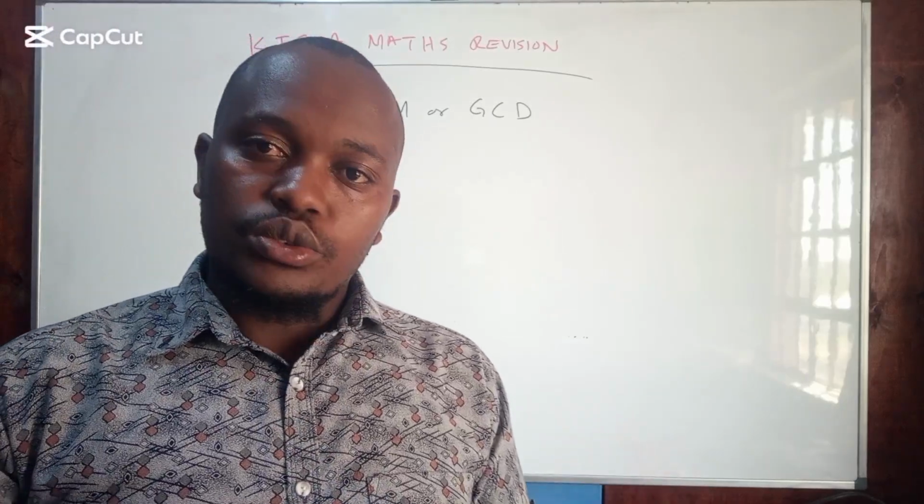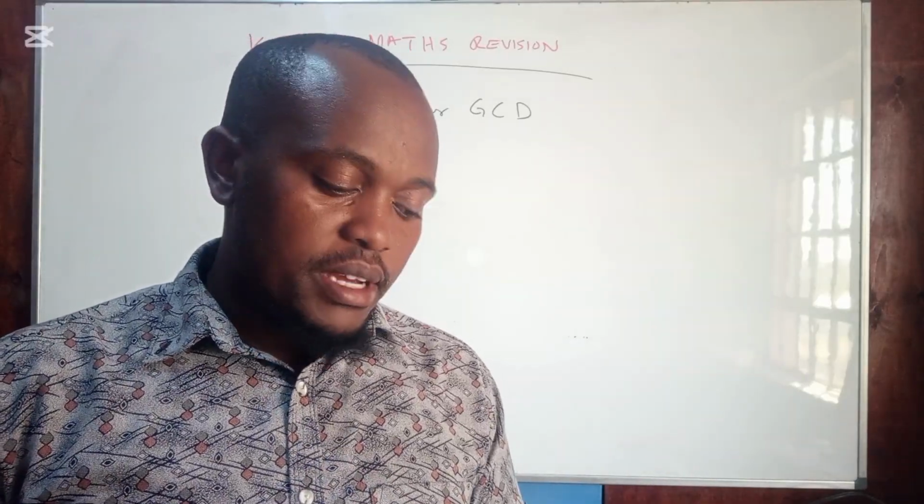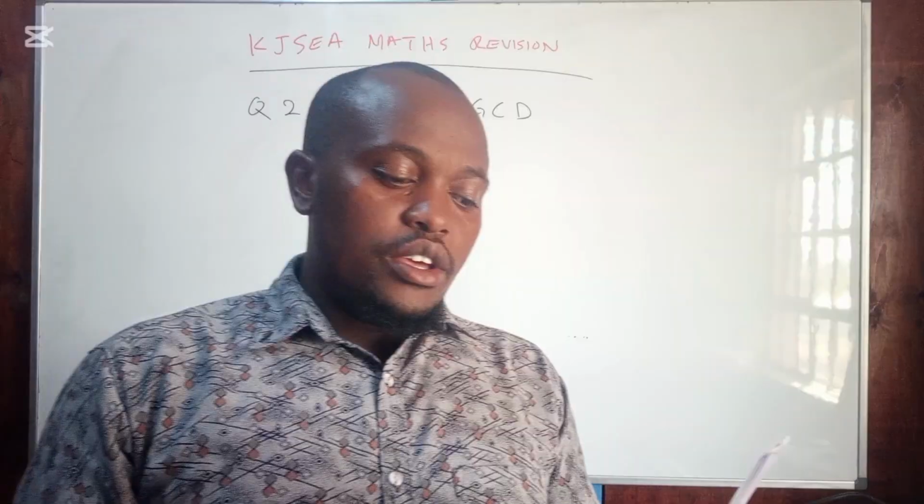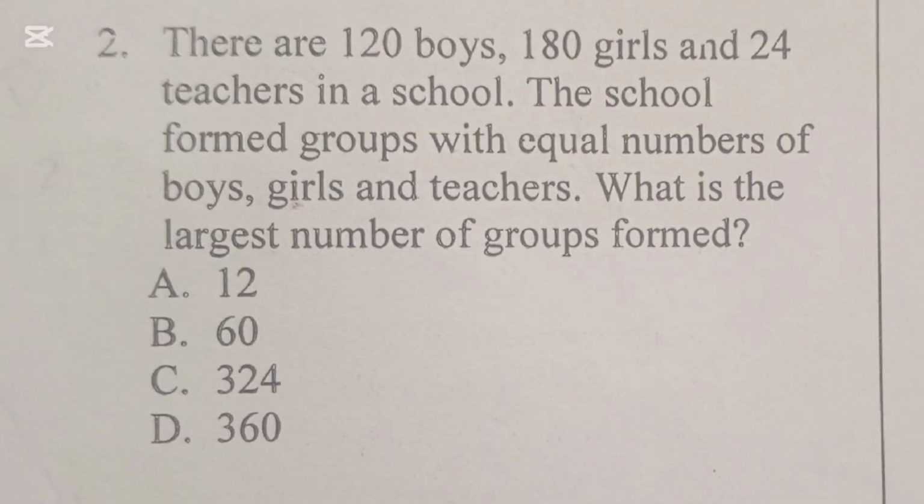On to question 2. This is KCSE Mathematics 2025. You are asked, there are 120 boys, 180 girls, and 24 teachers in a school. The school formed groups with equal numbers of boys, girls, and teachers. What is the largest number of groups formed?